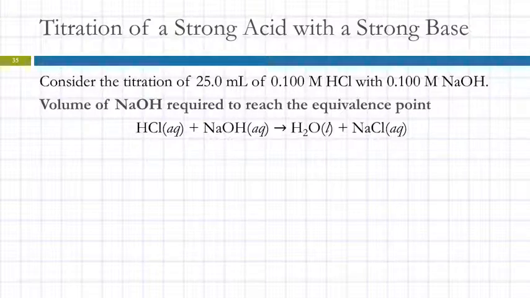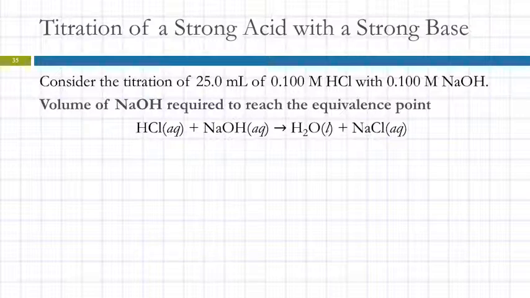So consider the titration of 25 milliliters of 0.1 molar HCl with 0.1 molar sodium hydroxide. Let's calculate the volume of sodium hydroxide required to reach the equivalence point. This is kind of backwards of what we do in lab, where we've got the concentration of the sodium hydroxide and the HCl, and then we're trying to figure out the volume, and we measure it, right? And then we use that to calculate the concentration. Here we know the concentrations, we're going to calculate the volume instead.